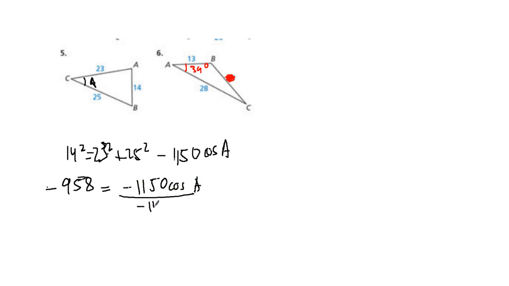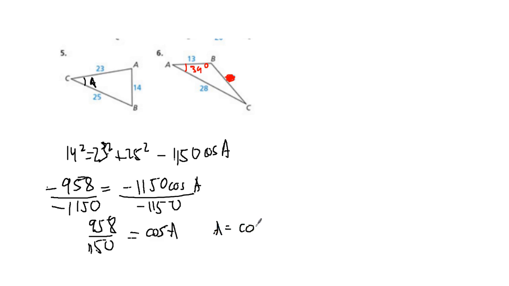If you divide both sides by minus 1150, you will have 958 over 1150 equals cosine A. And so A is just going to be the inverse cosine of 958 over 1150, which is roughly about 25 degrees. So this is about 25 degrees.